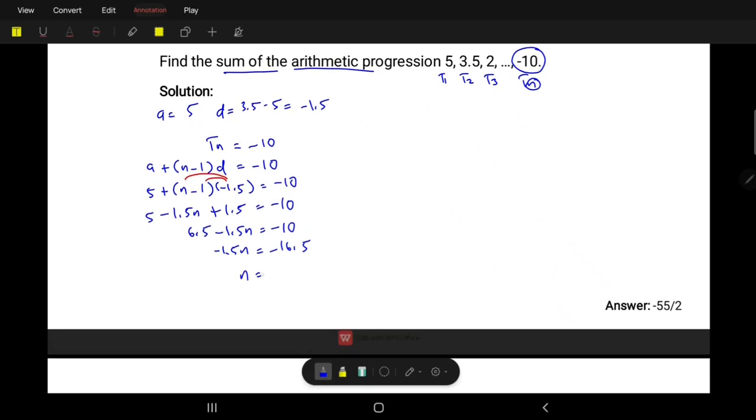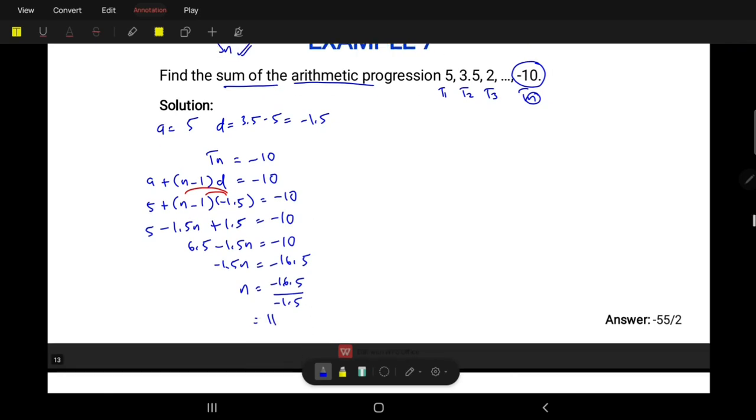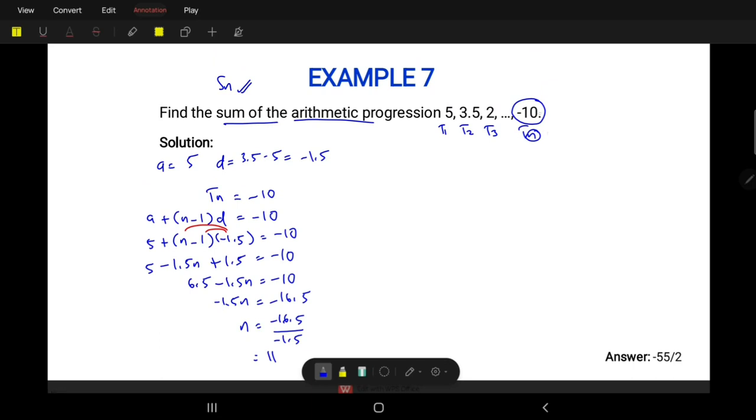Okay, what is the value for n? Negative 16.5 divided by negative 1.5. What is the answer? Calculate, you will get 11. So we know that negative 10 ni is term yang ke-11. So we know that the total for the sequence is 11 terms. Then we can find the sum of the arithmetic progression.